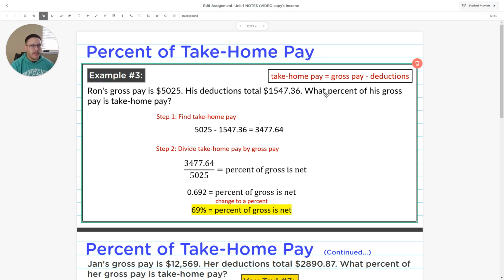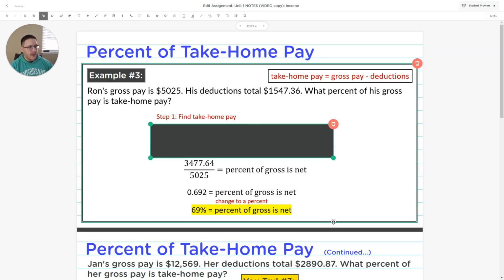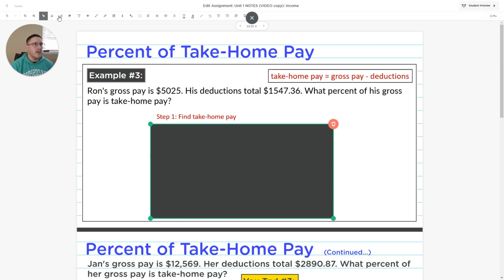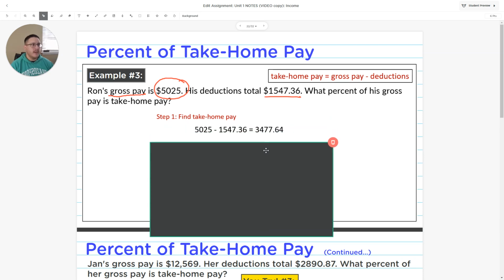So let's look at the example. Example number 3. Ron's gross pay is $5,025. His deductions were $1,547.36. What percent of his gross pay is take-home pay? First off, let's find out what his take-home pay will be. We know his gross pay is $5,025. We know his deductions total up to be $1,547.36. So to find his take-home pay, we subtract the two.